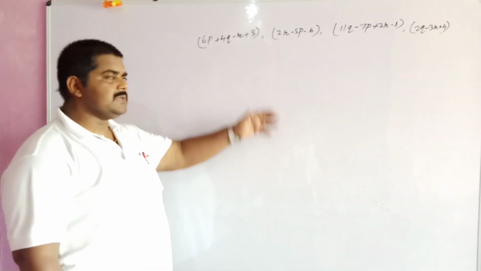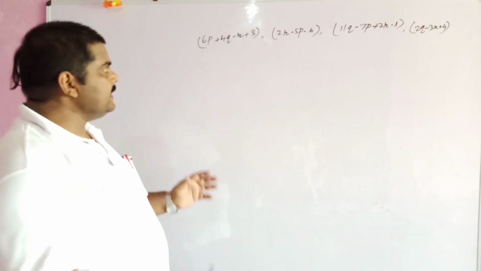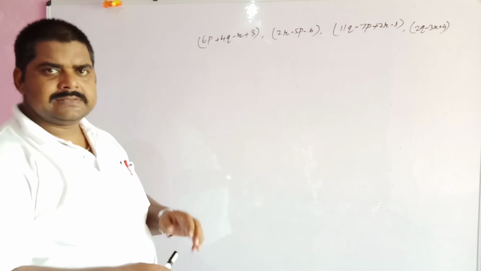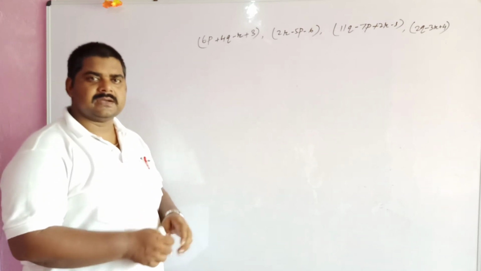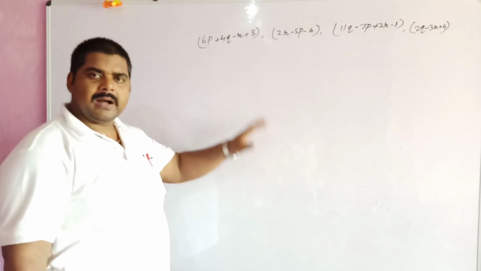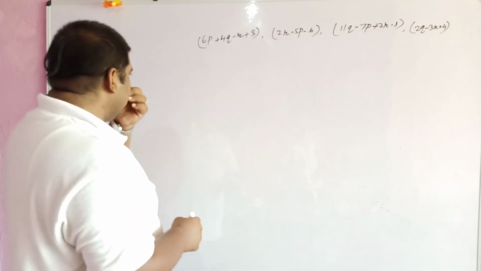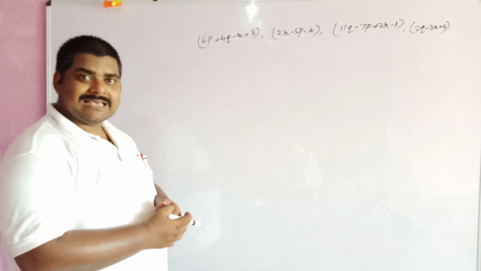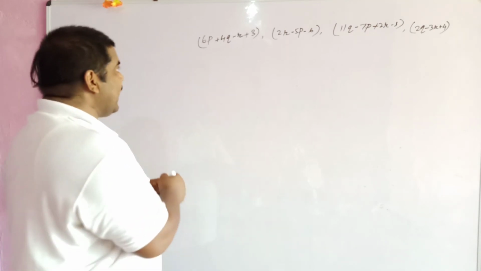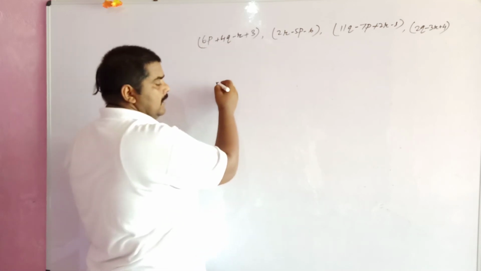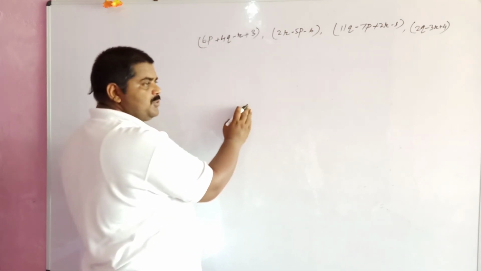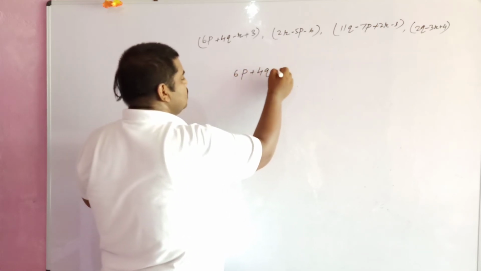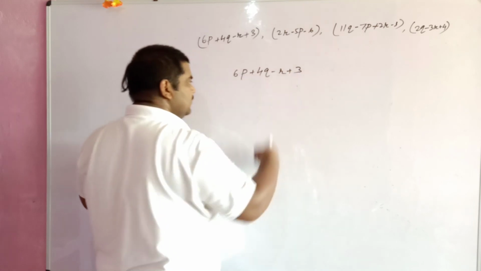My dear student, I have just selected one more question, and it is better to solve by the column method, just as I have discussed about the second method. So you can do it by column method. And to solve these questions, it is essential that you write the first algebraic expression at first: 6p plus 4q minus r plus 3.